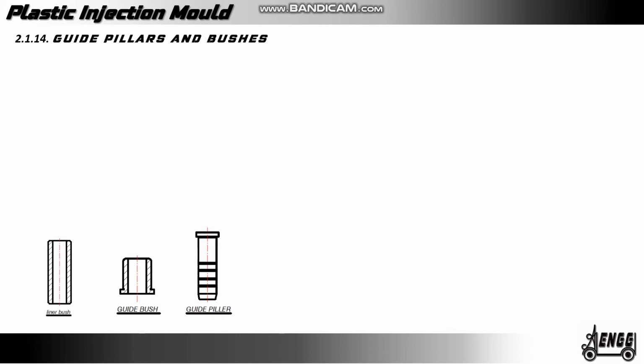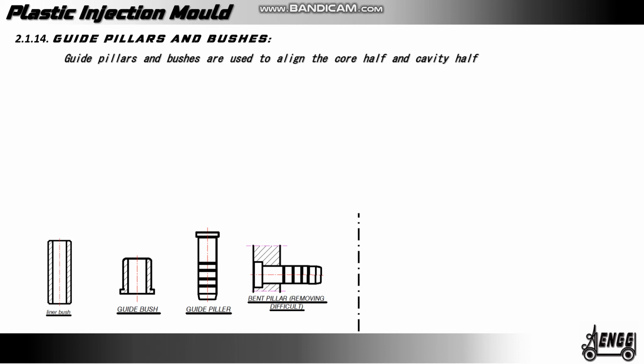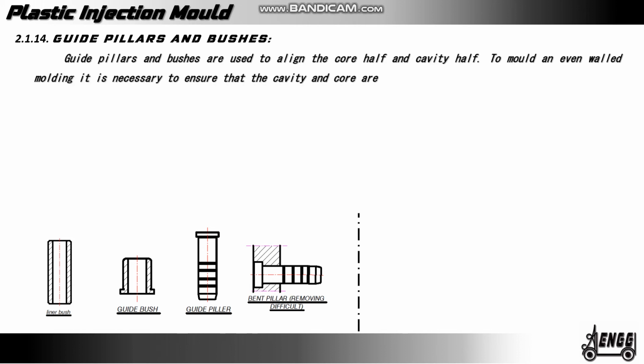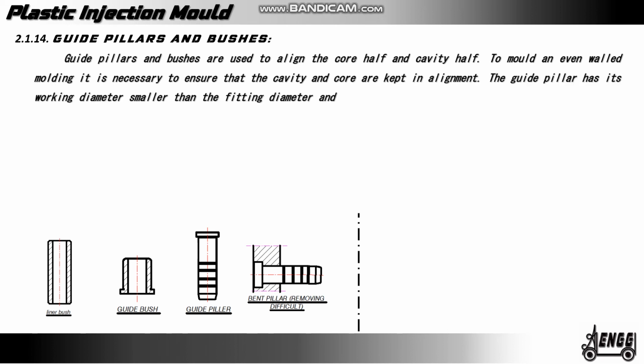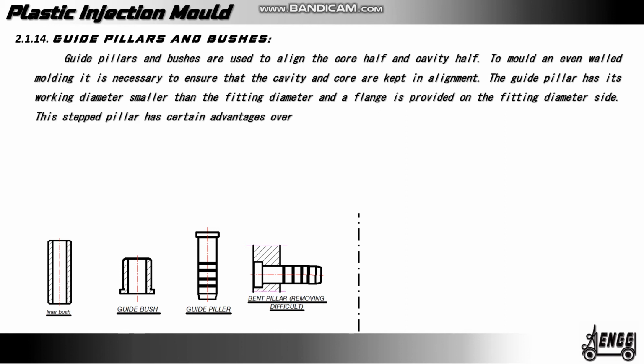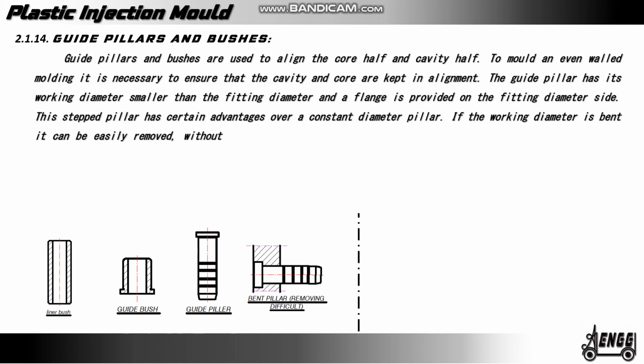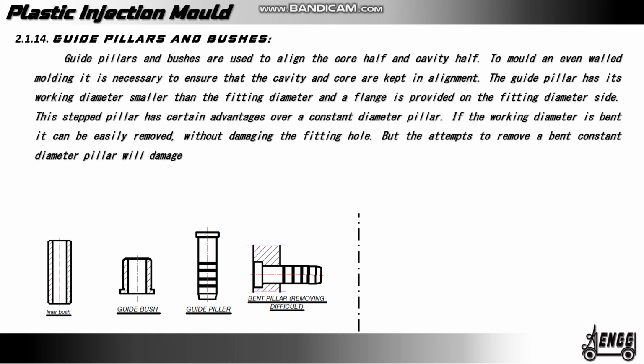Guide pillar and guide bushes. Guide pillar and guide bushes are used to align the core and cavity. To mold an even wall molding, it is necessary to ensure that the cavity and core are kept in alignment. The guide pillar has its working diameter smaller than the fitting diameter and a flange is provided on the fitting diameter side. This stepped pillar has certain advantages over a constant diameter pillar. If the working diameter is bent, it can easily be removed without damaging the fitting holes. But the attempt to remove a bent constant diameter pillar will damage the fitting hole.